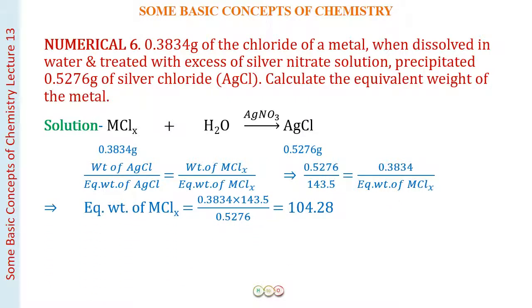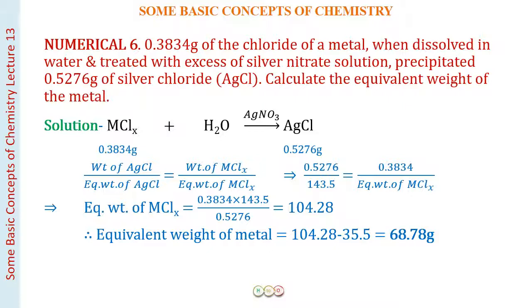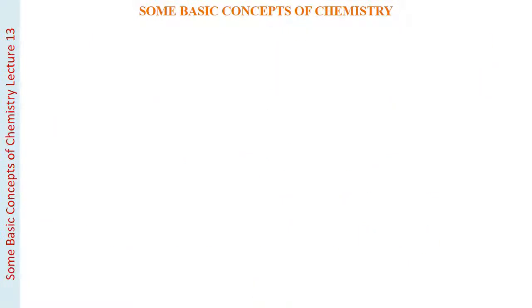So from this, the equivalent weight of the metal chloride comes up to 104.28. Now this weight is going to be the sum of the equivalent weight of the metal and that of the chloride. So you get the equivalent weight of the metal to be 104.28 minus 35.5, which is the weight of chloride ion, and you get the answer to be 68.78.